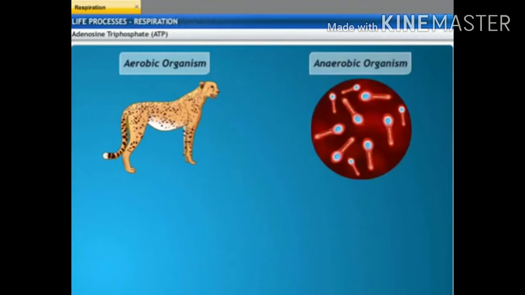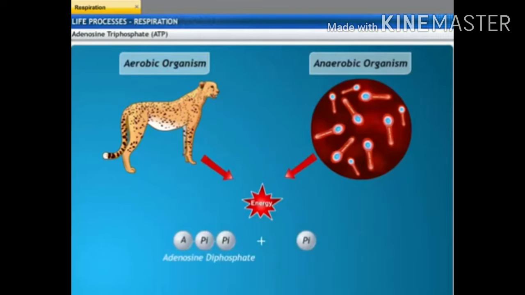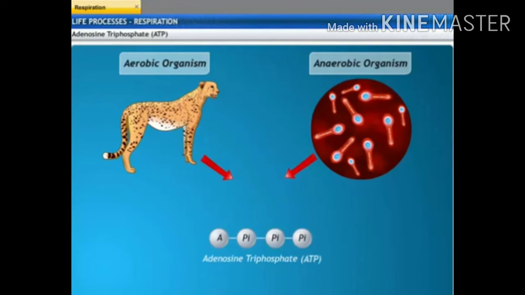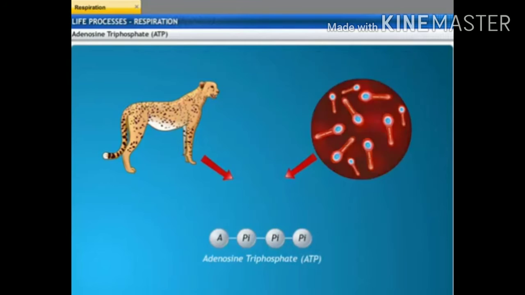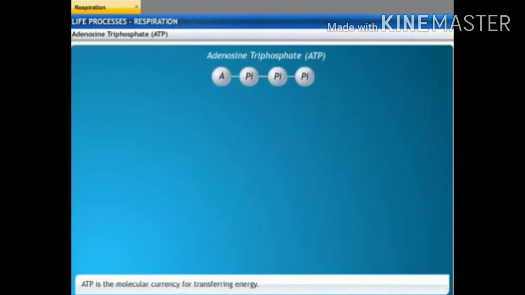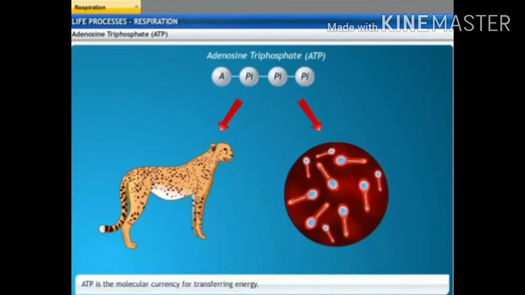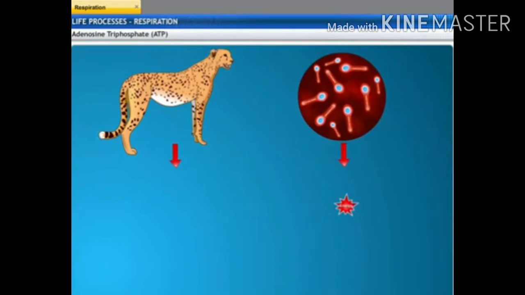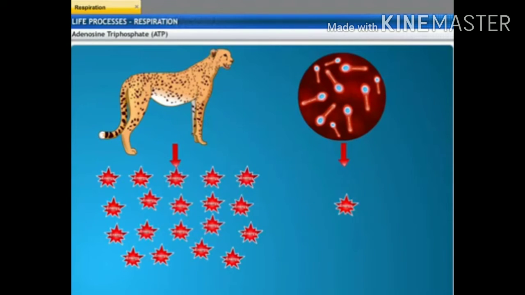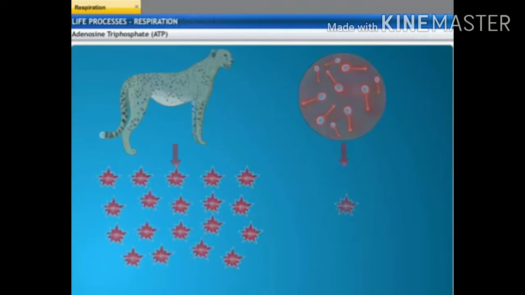Both aerobic and anaerobic respiration releases energy. This energy is used to combine adenosine diphosphate, ADP, and inorganic phosphate to form adenosine triphosphate, ATP molecule. ATP is the molecular currency for the transfer of energy in most cellular processes. The energy released in the aerobic process is 19 times greater than in the anaerobic process.